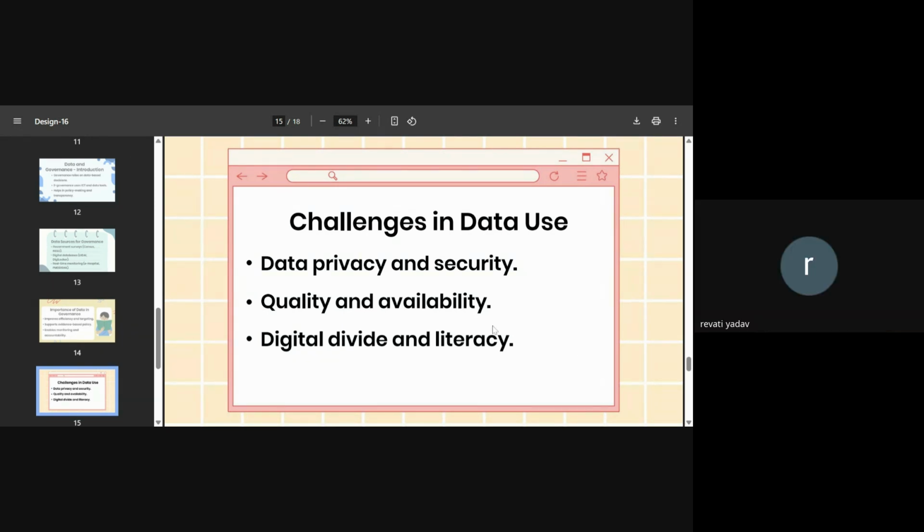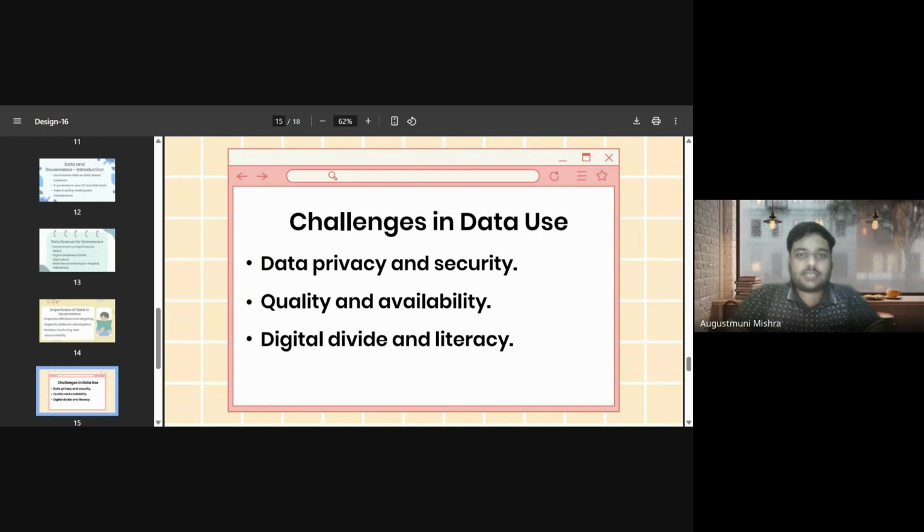Everybody is not able to use the digital technologies based on urban and rural areas. All of them do not have the access, something like that. Yes, ma'am, you are correct.